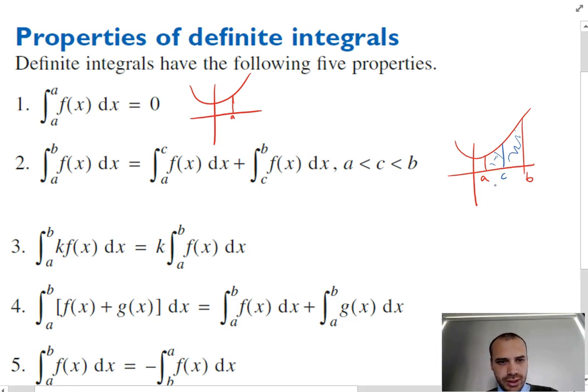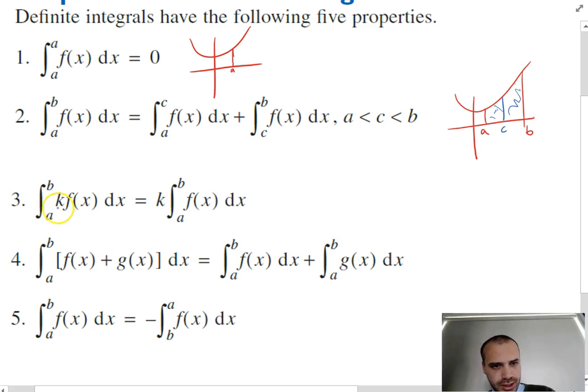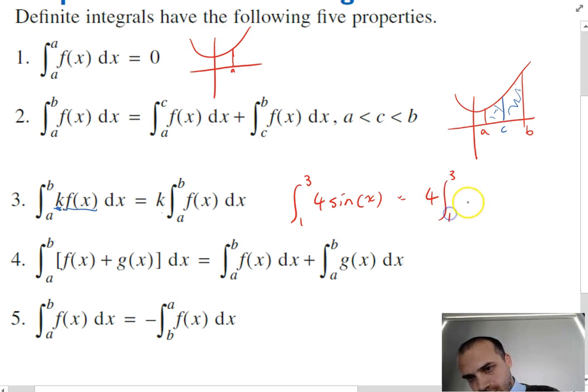They're in that order. Okay, next up, if you have a function multiplied by a constant, the definite integral of that is going to be the same as the constant times the definite integral there. So if I was to use an example, I can say that the definite integral between 3 and 1 of 4 sine x is equal to 4 times the definite integral from 3 to 1 of sine x. So same thing, put those brackets there, not really needed.